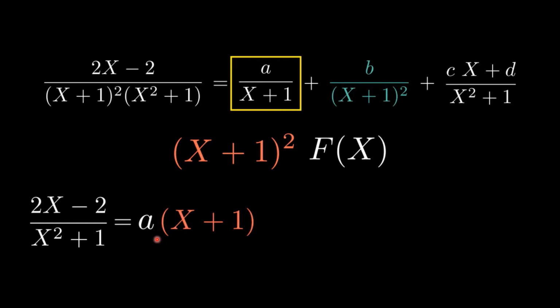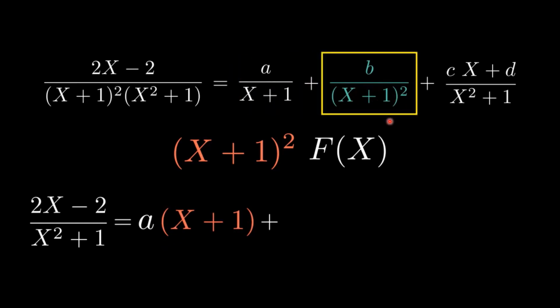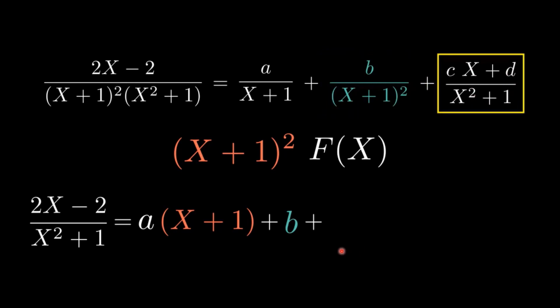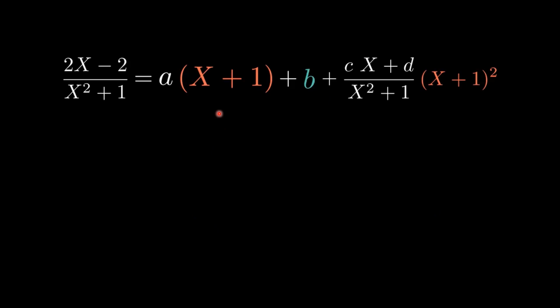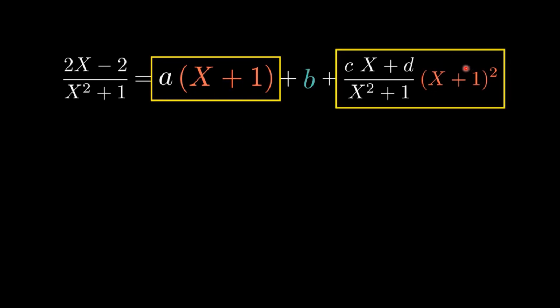So we get a times x plus 1. And here we simplify by x plus 1 squared, so we get the constant b. And for the last fraction, here we multiply this fraction by x plus 1 squared. This equality is true for all real x. So when we take x equals negative 1, this is 0 and this is 0.